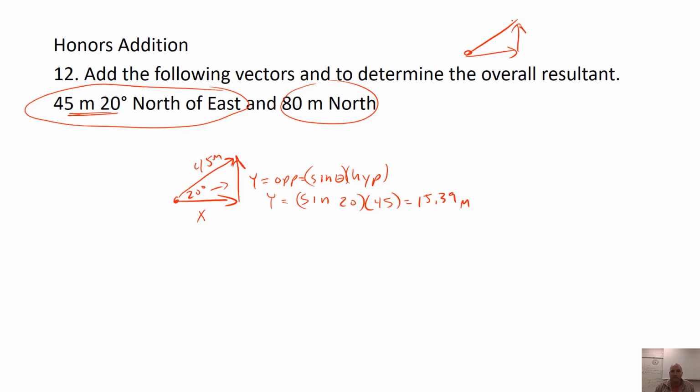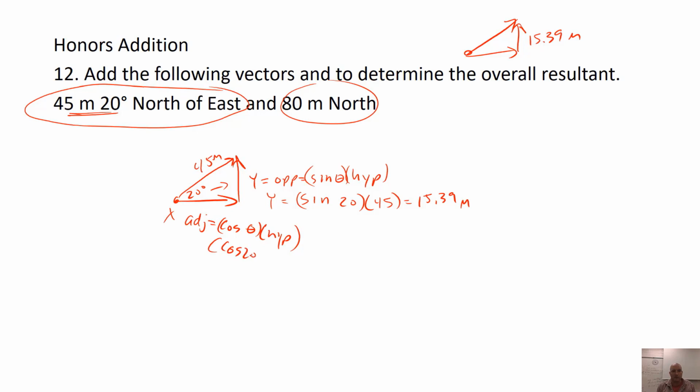triangle. So this side is 15.39 meters up. Let's figure out this side. This is going to be the cosine of the angle times the hypotenuse, once again because it's the adjacent side. Let me write it out like you probably should write it out: adjacent equals cosine angle times hypotenuse.